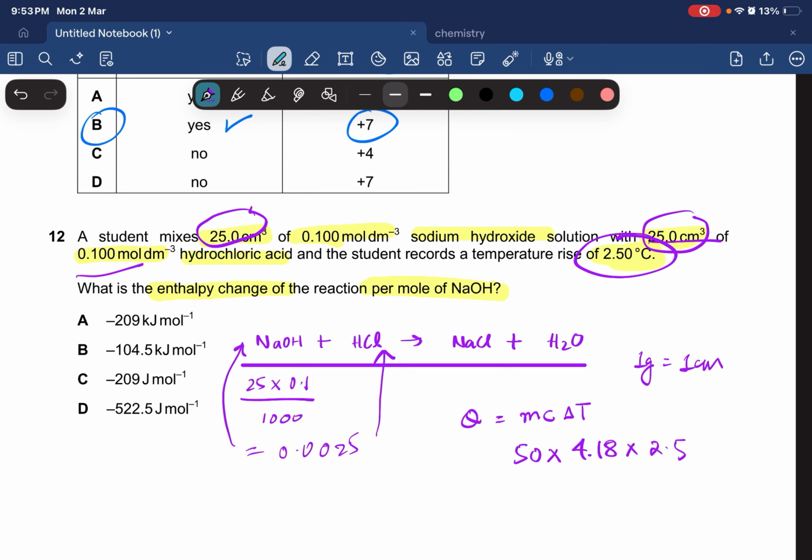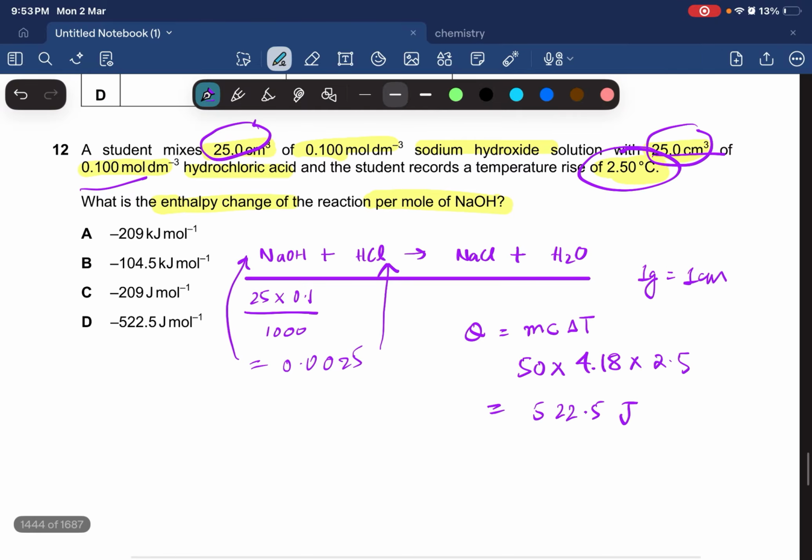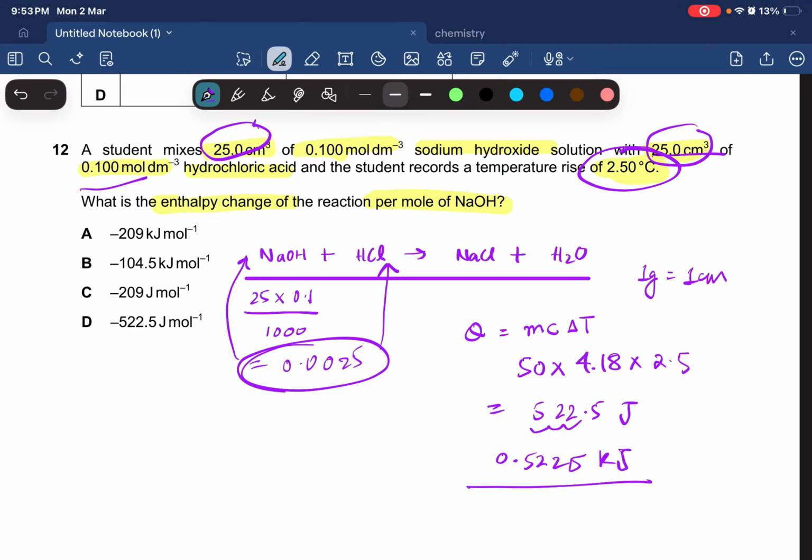And this entire thing, let's see, what do we get? We get 50 times 4.18 times 2.5, and we get 522.5 joules. We have joules, so we're going to convert it into kilojoules. How do we convert joules into kilojoules? We divide by 1000, so it's 0.5225 kilojoules. But that's the amount of energy released when 0.0025 moles were reacted.